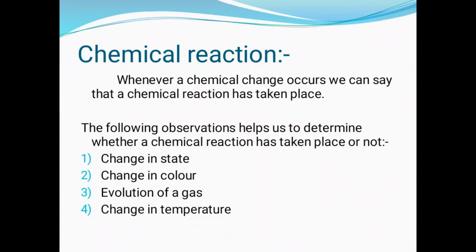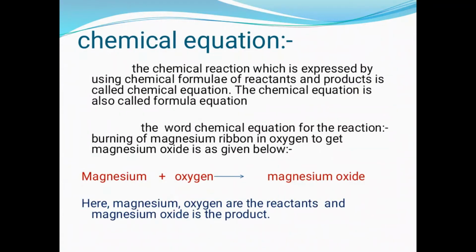We can say whether a chemical reaction has taken place by the following observations: change in state, change in color, evolution of a gas, change in temperature. If we observe any of these when we perform some change, we say that a chemical reaction has taken place. Next, we will see how to write the chemical equation.